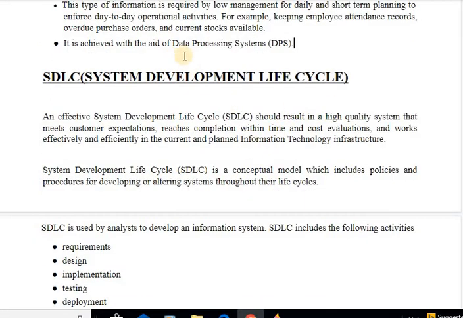So apart from these above topics, SDLC, the system development life cycle, is the next very important topic in your subject.